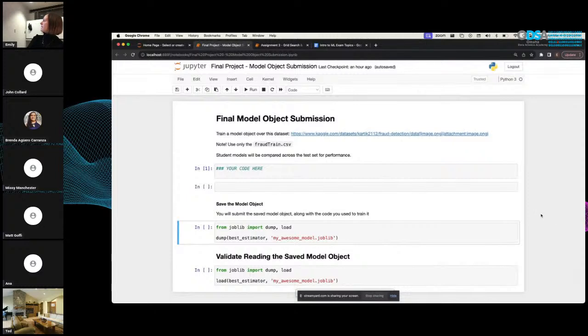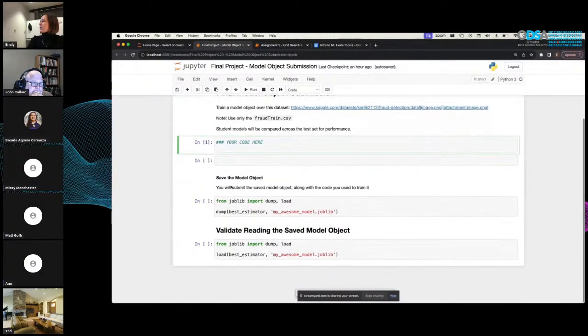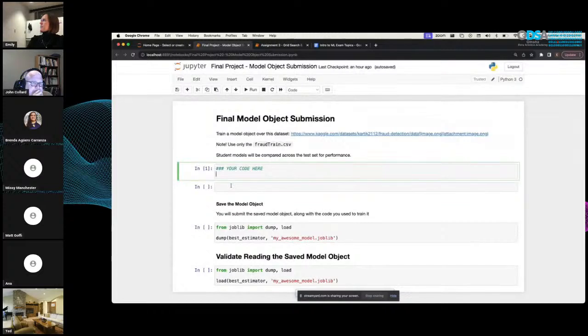Okay, and then the last piece is just the final model object submission. This is like our final project for the course, except I'm not going to have you do a write-up or anything so formal as that. So just train a model over this fraud detection data set. I believe we shared this last time. Just use the train CSV, don't use the test. We'll evaluate over the test set, and there's no plus or minus points for performance across the test set. So it's just for your own personal interest.